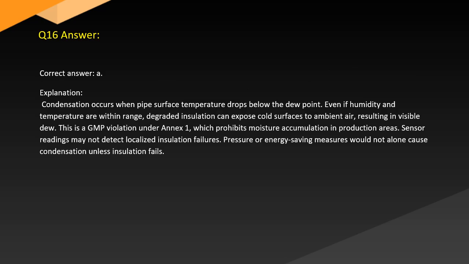Answer. Correct answer: A. Explanation. Condensation occurs when pipe surface temperature drops below the dew point. Even if humidity and temperature are within range, degraded insulation can expose cold surfaces to ambient air, resulting in visible dew. This is a violation under Annex 1, which prohibits moisture accumulation in production areas. Sensor readings may not detect localized insulation failures. Pressure or energy-saving measures would not alone cause condensation unless insulation fails.